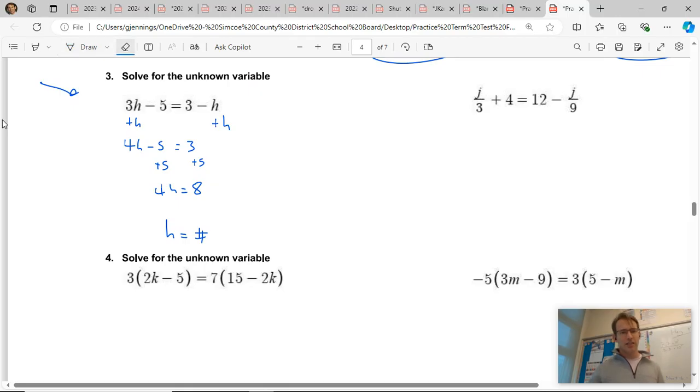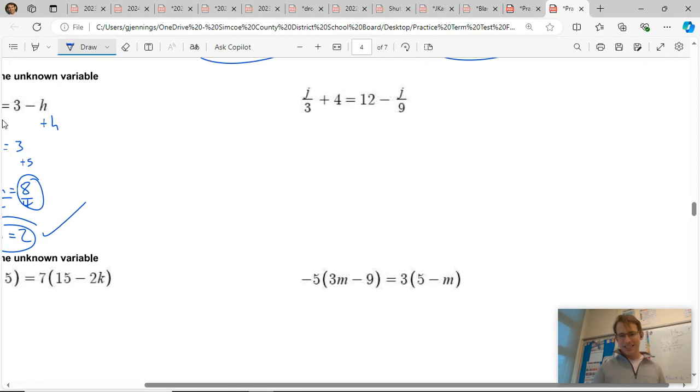And then, gosh, I can see it now. H is 2. H is 2 there, because I divided both sides by 4. And 8 divided by 4 is 2. That's how that one's done.